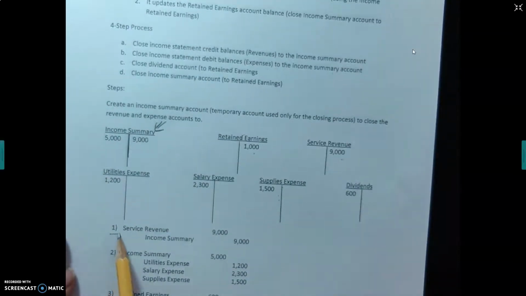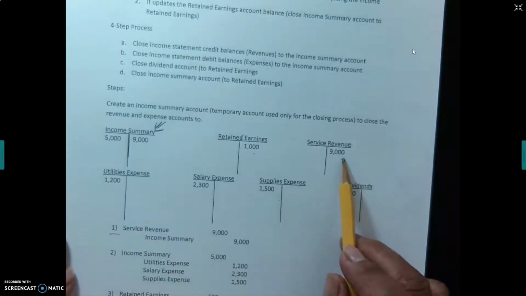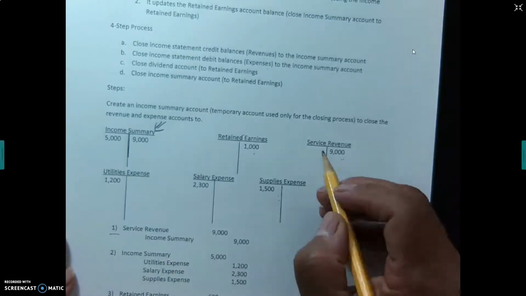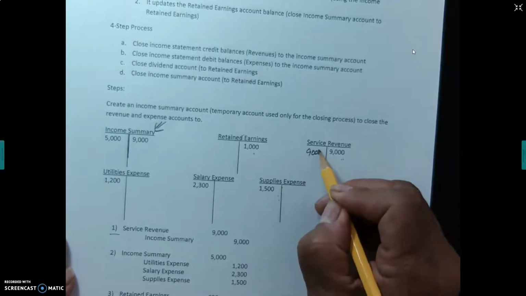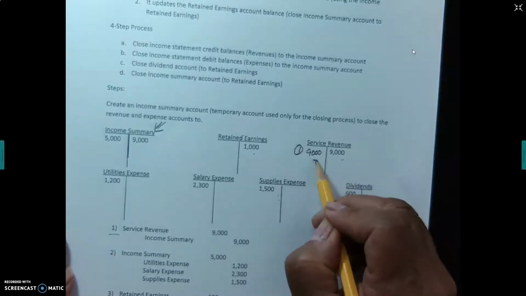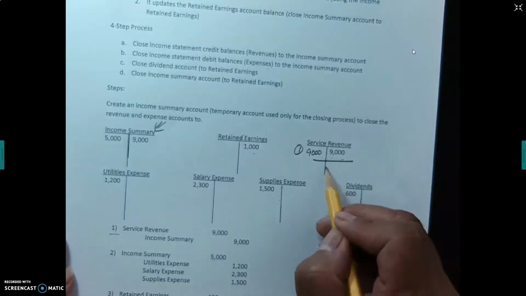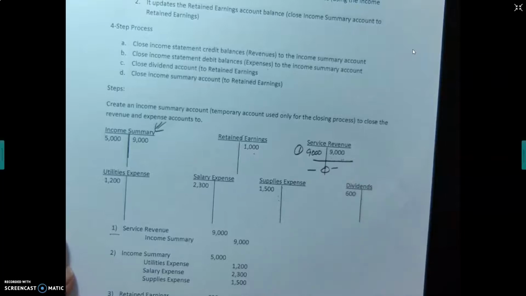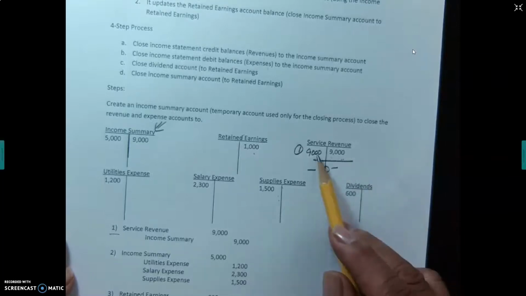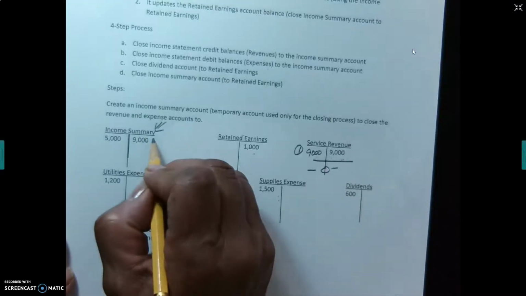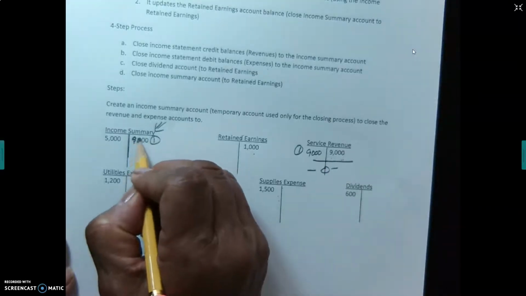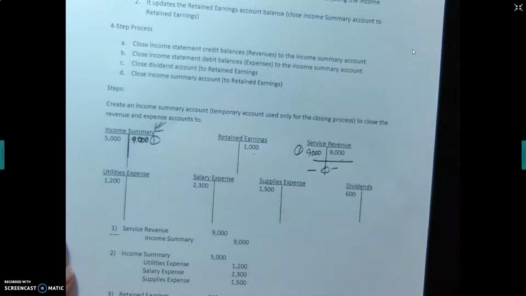The first entry is to close service revenue. Service revenue has a credit balance. So in order to make it zero, we need to debit $9,000. And we'll call that number 1. When the debit and credit equal each other, we subtract, and we get a balance of 0. Remember, every debit needs a corresponding credit. The corresponding credit goes to the income summary. So that is where this $9,000 came from. And so that's journal entry number 1.